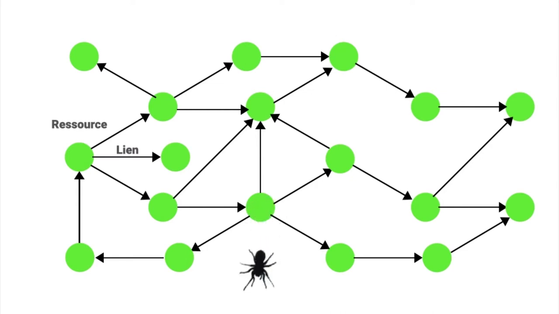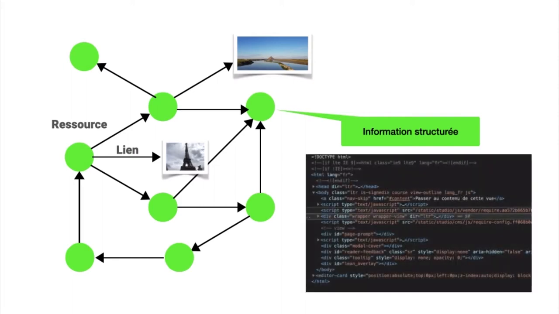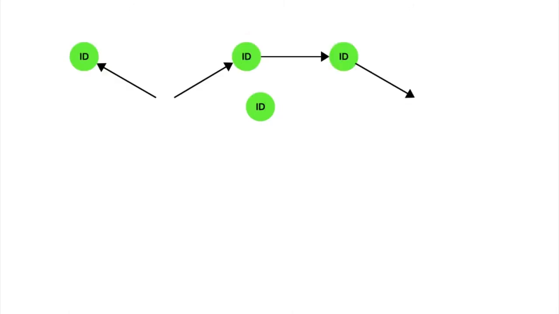The resource can be, for example, an image, in which case it won't reference anything else. To reference another resource, its content must be structured and defined in a format where one can easily understand that part of the content is a reference to another resource. HTML is one of these languages that allows web pages to reference each other through links. To reference a resource, it must be identifiable.